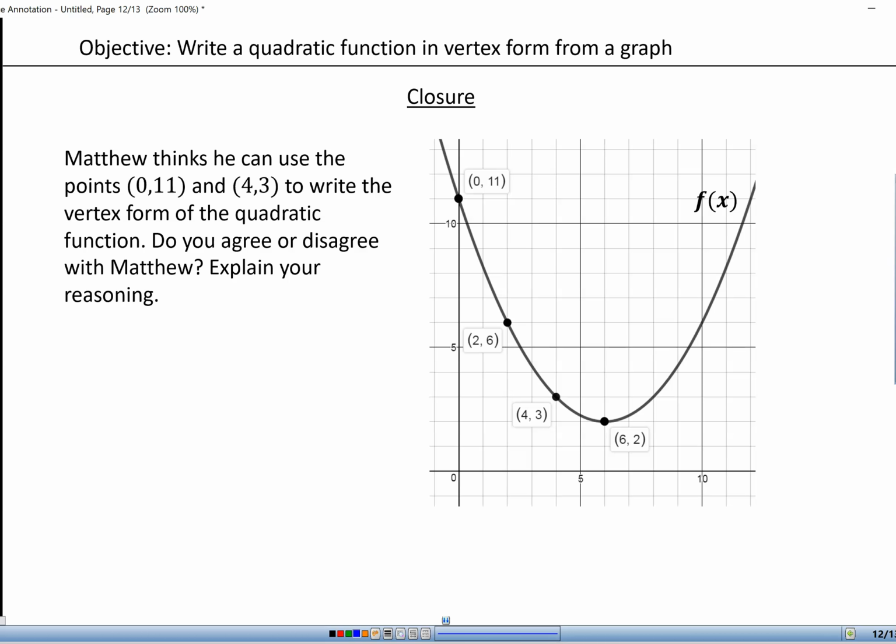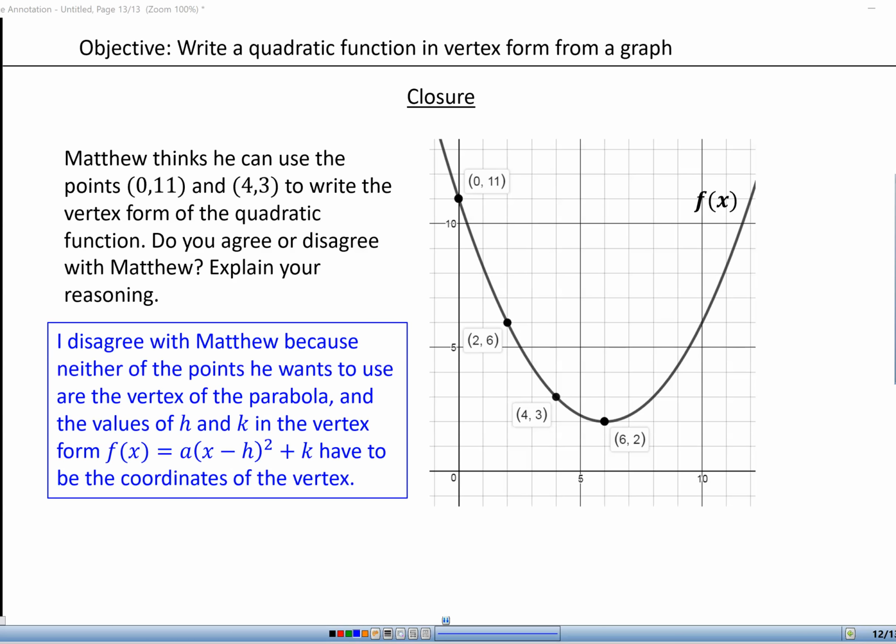Let's take a look at a possible response. So hopefully you disagreed with Matthew. And so that would be the correct response there. But your reasoning is your own wording, and it should be something similar to this as far as the concept involved, but the wording could be different. So this says, I disagree with Matthew because neither of the points he wants to use are the vertex of the parabola. And the values of h and k in the vertex form have to be the coordinates of the vertex. So you might have said you disagree with Matthew because neither of those points is the vertex. He has to use the point 6, 2, because 6, 2 is the vertex.